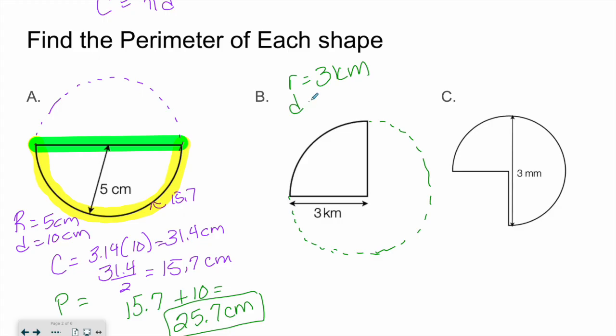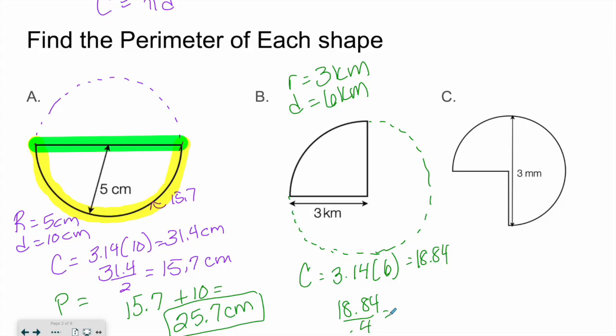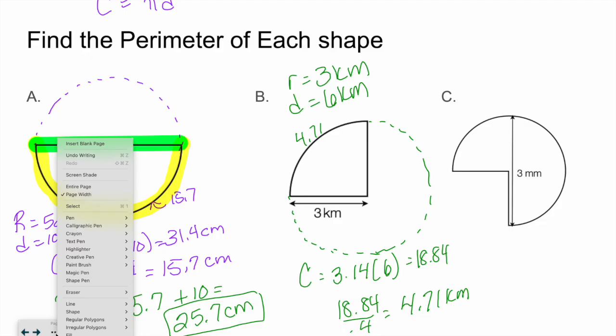Letter B, that 3, if I complete the circle, is the radius. That makes the diameter 6 kilometers. Finding the circumference, 3.14 times 6 to give us 18.84. This time we're not dividing by 2, we're going to divide by 4 because there are 4 sections in a whole circle, and that gives us 4.71 kilometers. The curved part is 4.71.